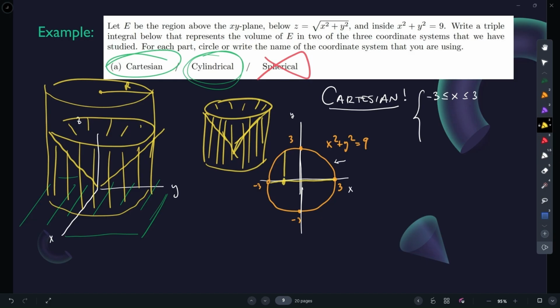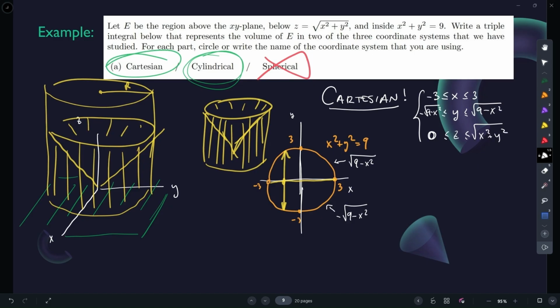For a given x, y is going to go from here to here. If I solve for y in the equation of the circle, that is the square root of 9 minus x squared, and the bottom graph in terms of x is minus the square root of 9 minus x squared. So y is going between minus the square root of 9 minus x squared and the square root of 9 minus x squared. And finally, z is going from the xy plane, so z equals 0, up to the square root of x squared plus y squared.